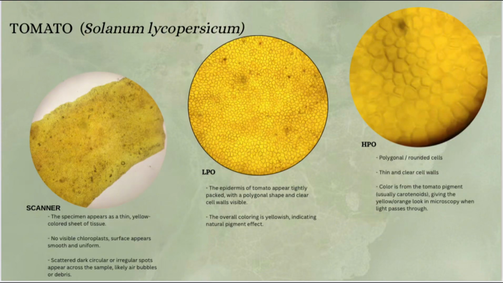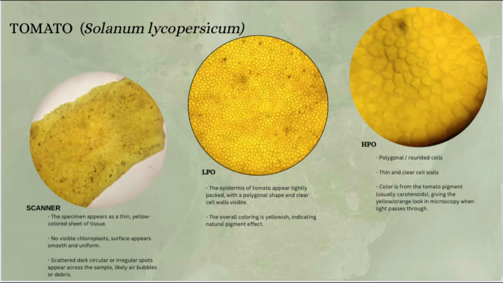Next is the tomato, or Solanum lycopersicum. In the scanner, we observe that the specimen appears as a thin, yellow-colored sheet of tissue. No visible chloroplast. The surface appears smooth and uniform. Scattered dark circular or irregular spots appear across the sample, likely air bubbles or debris.